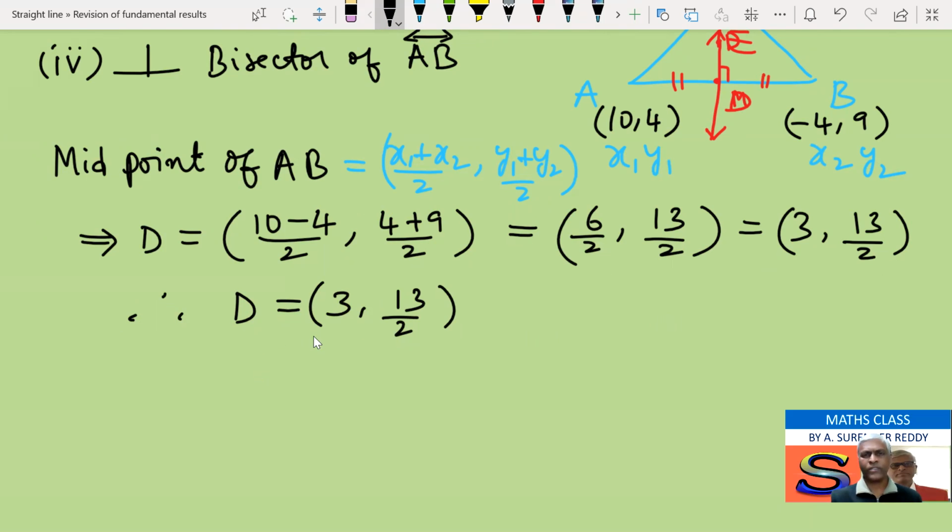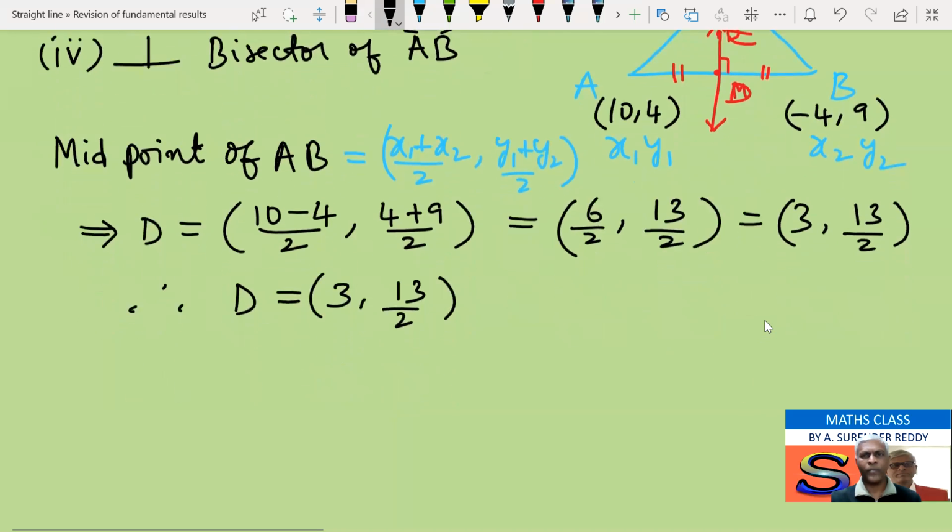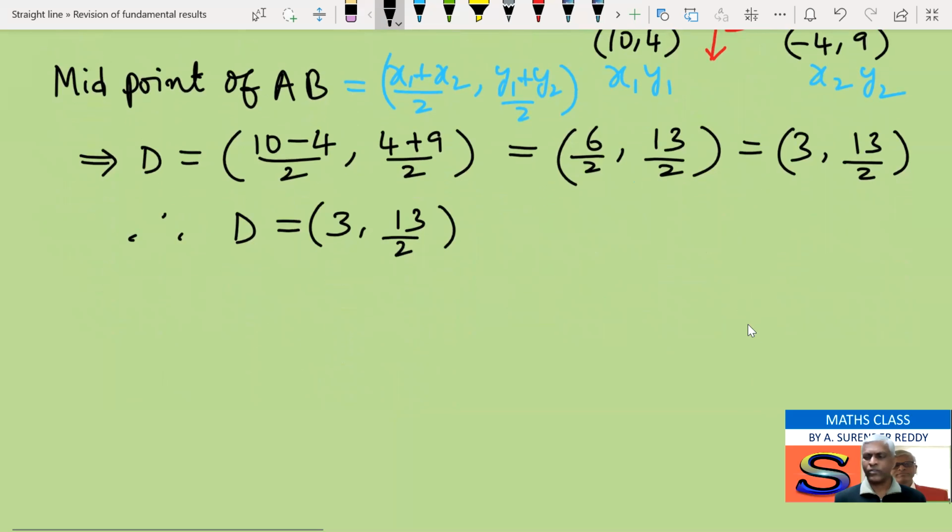To find an equation, we need 1 point and slope, or 2 points. So now we got 1 point on the perpendicular bisector and we have to find the slope for the perpendicular bisector. If we find the slope of AB, then we can write the slope of its perpendicular. Now let us find the slope of AB.